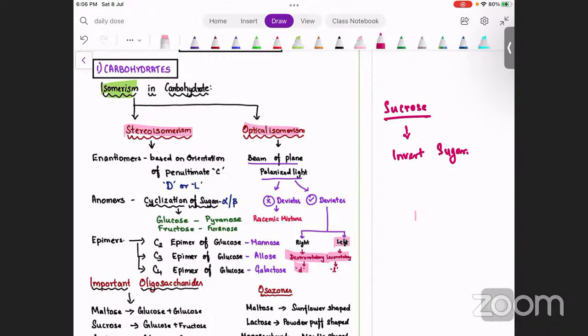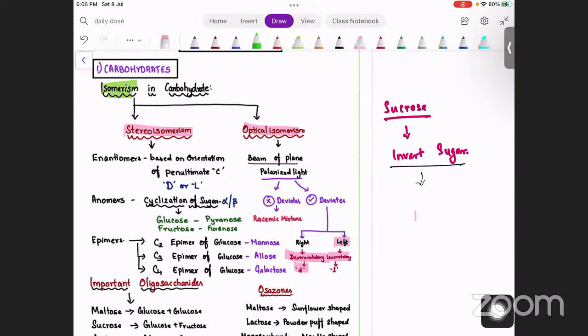But what the problem is, it should be a racemic mixture, right? Whenever we pass the plane polarized light, we need to check whether the light is deviating or not. Sucrose contains D-glucose and L-fructose, yes or no? So it should be the racemic mixture and should not deviate. But because of the strong levorotatory nature of your fructose, the plane polarized light deviates to the left.